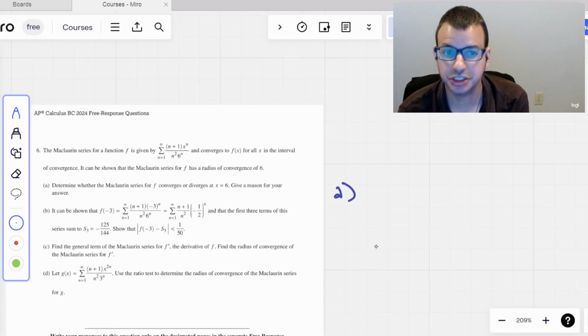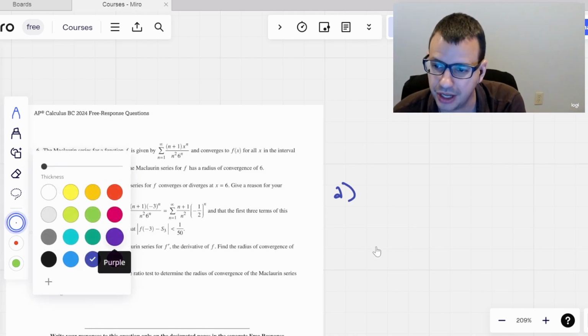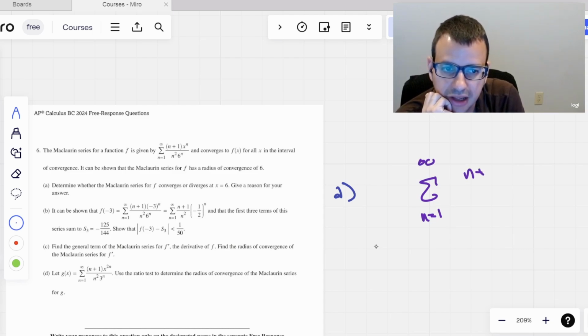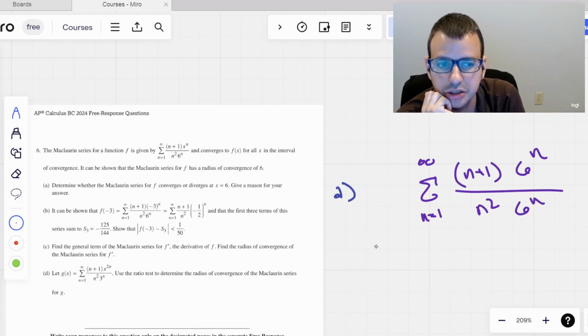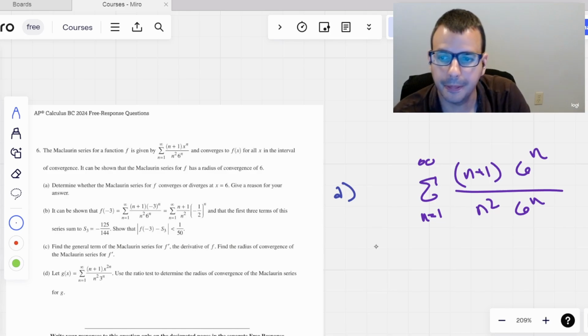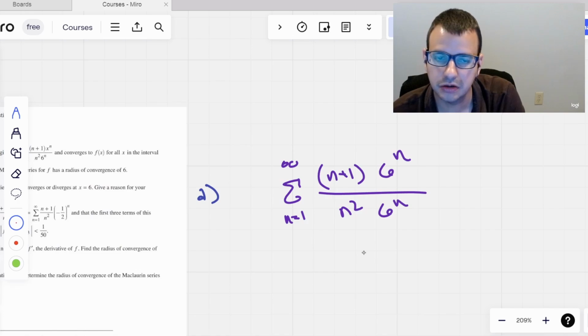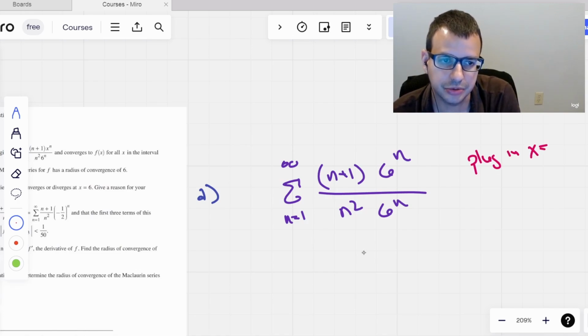So just because it has a radius of convergence doesn't actually mean it converges or not at the endpoints. So that's something we're going to have to figure out. To do that, I'm just going to plug in 6 and see what happens. So the sum from n equals 1 to infinity of (n plus 1) 6 to the n, all over n squared, 6 to the n. So what I did was I plugged in 6 for x.